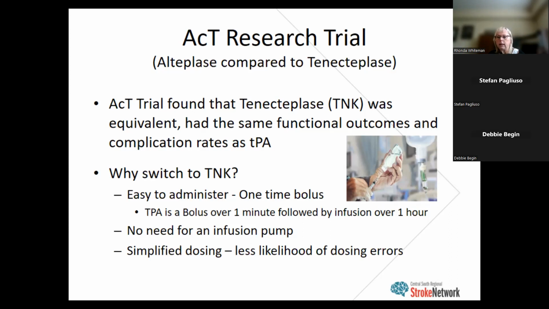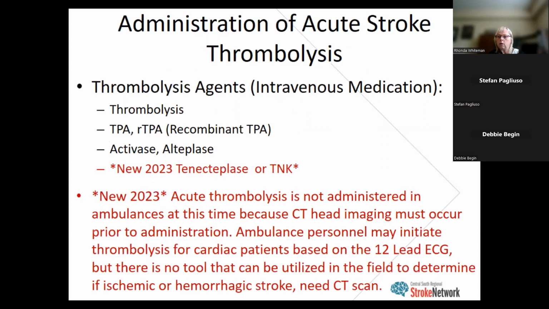There's much more simplified dosing, less likelihood for error. Again, you will see across our region that shifting, and I'll talk about that when we move to the sites. So new, when you're looking and coding this into the special projects: thrombolysis, TPA, RTPA, recombinant TPA, actiphase, alteplase, and new tenecteplase or TNK.